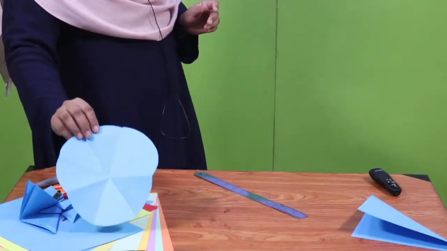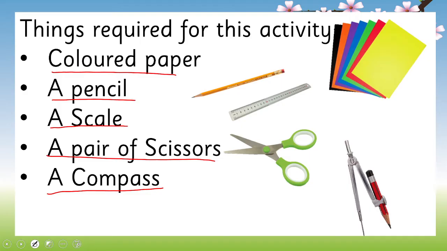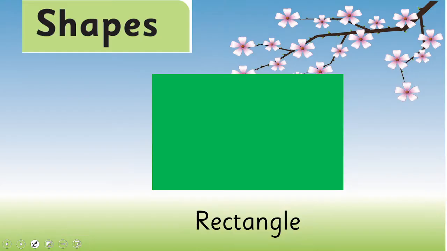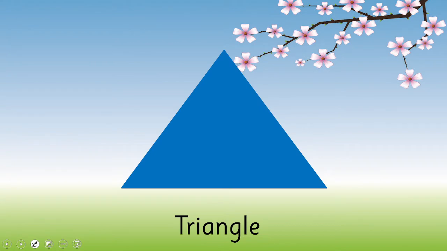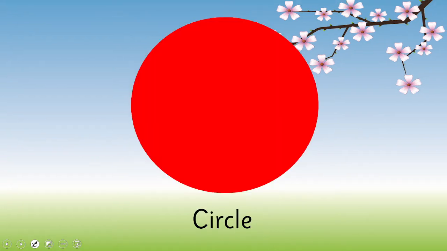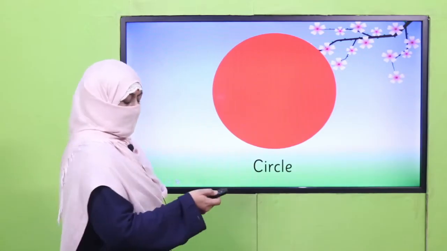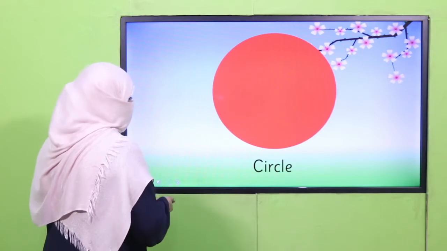So in this way, yes, we learnt all the shapes. Started from rectangle. Then we converted a rectangle into square. Then a triangle and a circle. It was such an interesting experiment of making these shapes. Now let's learn further from your book.